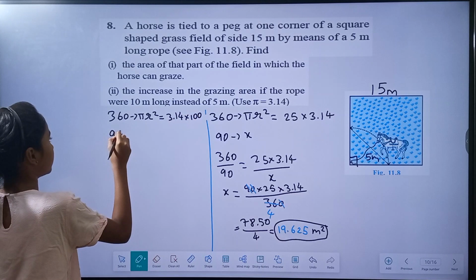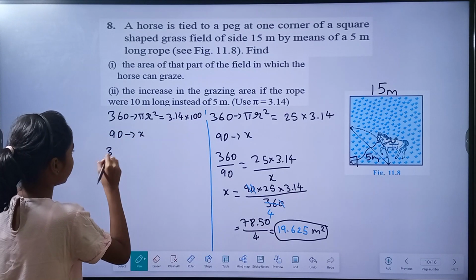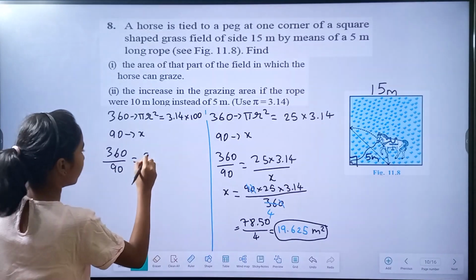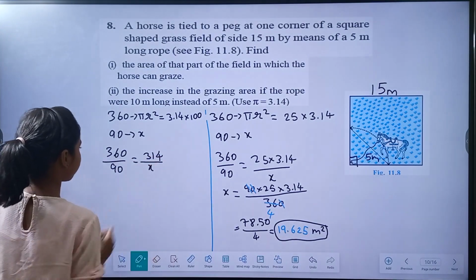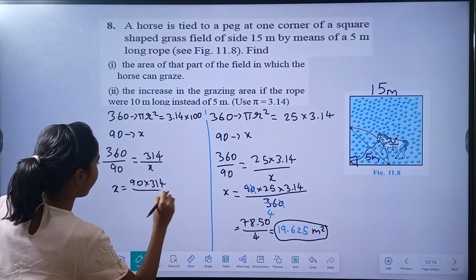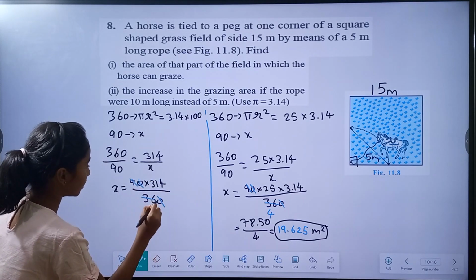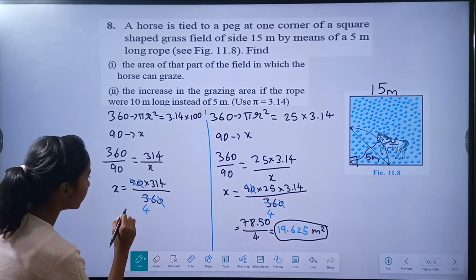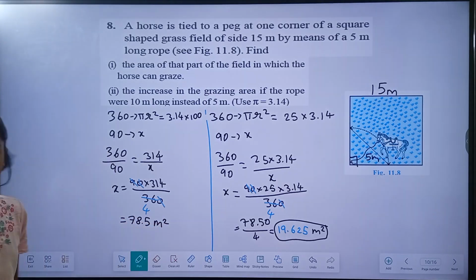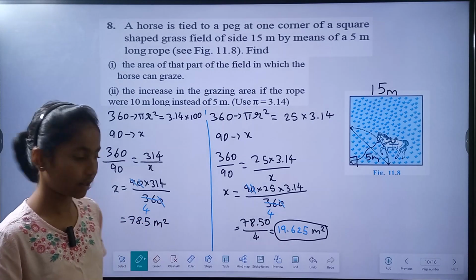For 360, pi r square equals 3.14 into 100. So for 90 degrees, x. As these two are directly proportional, the ratios are equal. So 360 divided by 90 equals 314 whole by x, since 3.14 into 100 is 314. So x equals 90 into 314 whole by 360. 0 cancel. 9 36. This one is 4. So equal to 78.5 meters square.